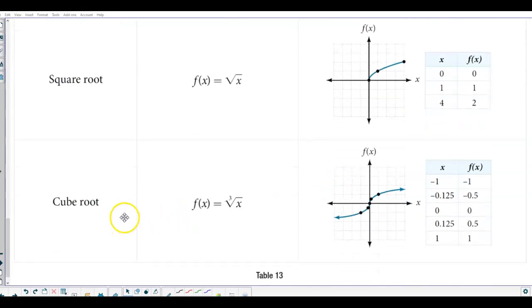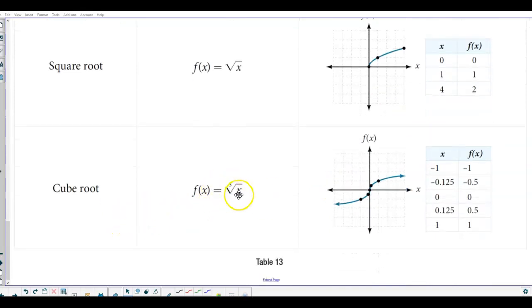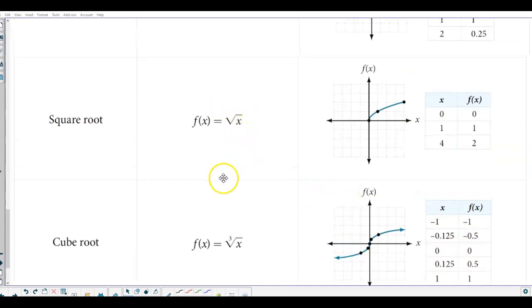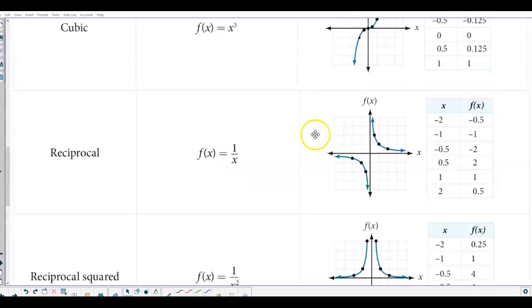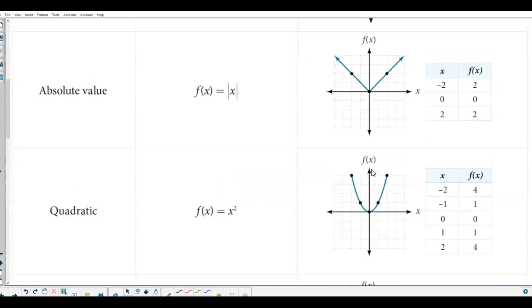Then we have a cube root function. If we take the cube root of a value of x, then we're going to have this cube root graph. And again, here's your input and your output. So you want to make sure that you understand what each of these particular functions look like according to their standard graphs.